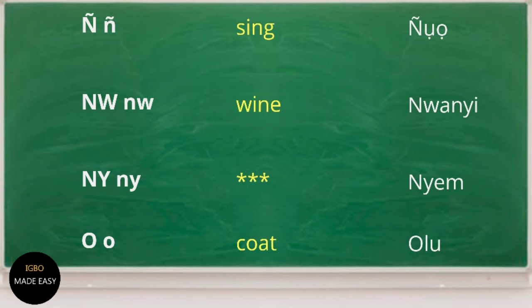You see. The next one is the ny sound. The ny sound doesn't have anything in English that comes close to it. And yes, it's not New York. I know it's NY, but NY everywhere is not New York. This is ny in Igbo, and it is pronounced as in nyem. So remove the e and try and see what you get. You add e and m to it, and you have nyem.